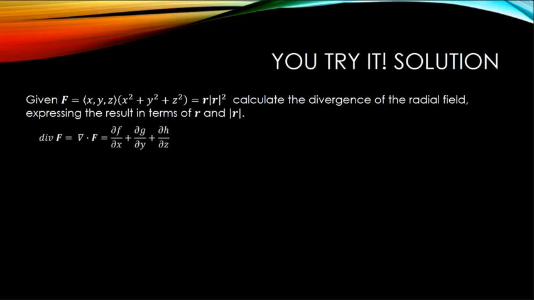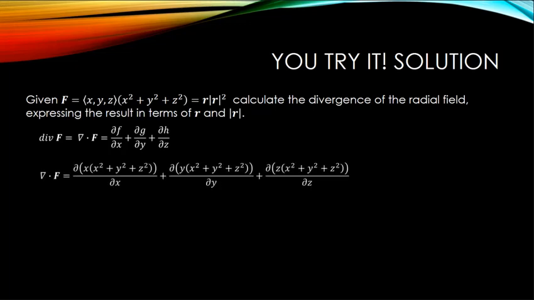So the first thing I need to do is compute the divergence of my vector field. I want to find del dot f. Del dot f is the partial of f with respect to x plus the partial of g with respect to y plus the partial of h with respect to z. This means that I'm taking the partial of x times the quantity x squared plus y squared plus z squared with respect to x, plus the partial of the product y times the quantity x squared plus y squared plus z squared with respect to y, plus the partial of z times the quantity x squared plus y squared plus z squared with respect to z.